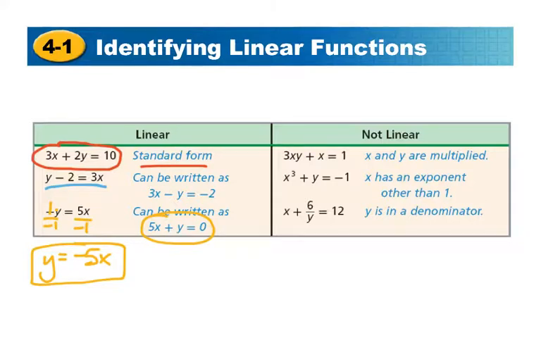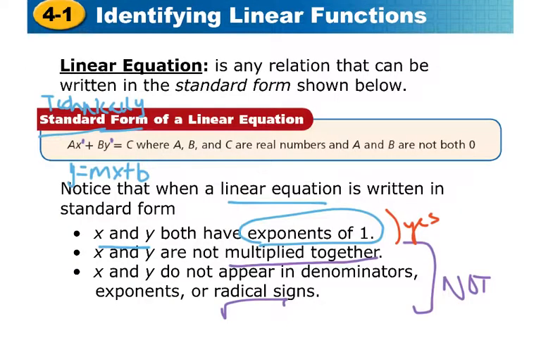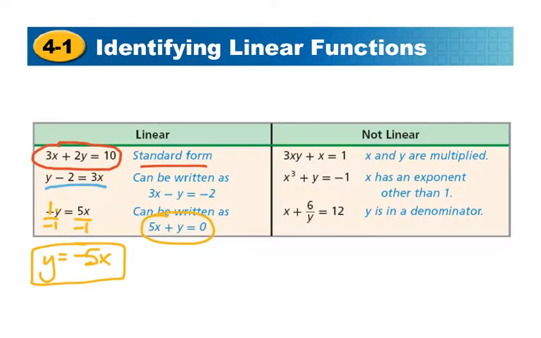Alright. Then we have not linear, and again, those are going to be the issues that we have listed here. So maybe there's multiplication, maybe there's radical signs, weird exponents. Taking a look at this one, we see x times y multiplied, not good. This one here, we see a power of 3, not good. This one here, we see dividing, not okay. Alright, so those are not linear. They're trying to be linear or look linear, but they aren't.